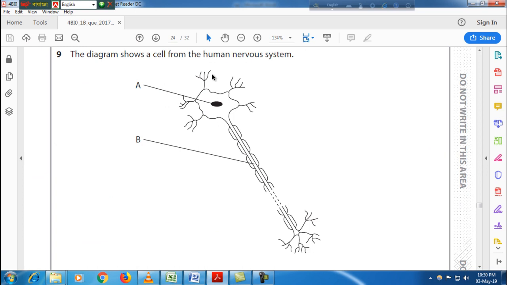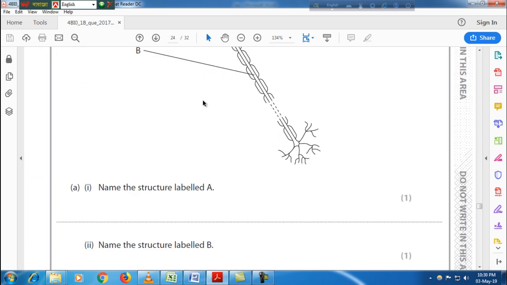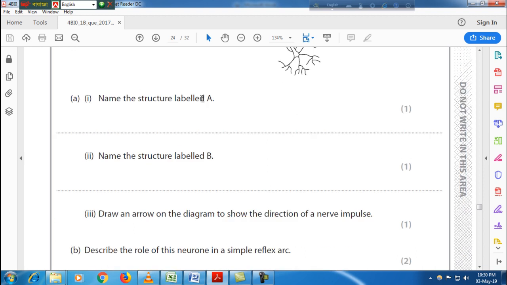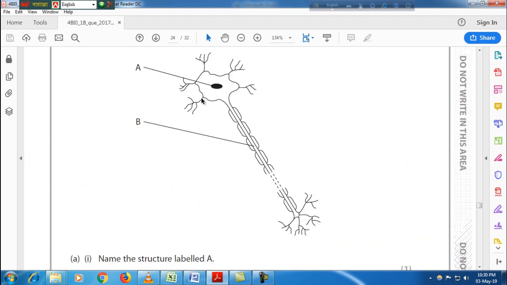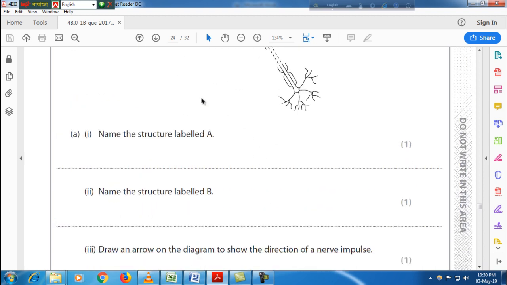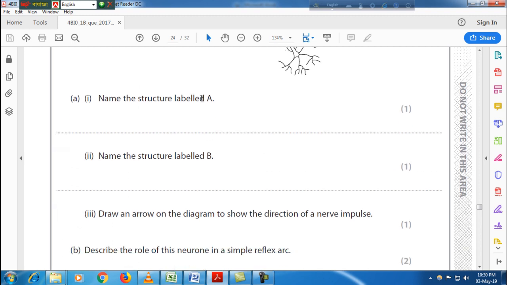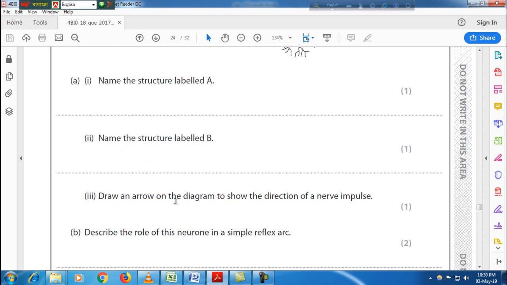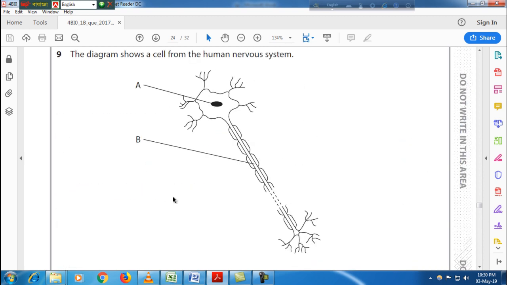The diagram shows a cell from the human nervous system. Here it is labeled A, B, C. Name the structure labeled A. So A1 is nucleus. Number 2, A2 is axon. Number 3, A3 is arrow from the cell body towards the dendrites. Check the answer sheet. In the answer sheet, the answers have been given.